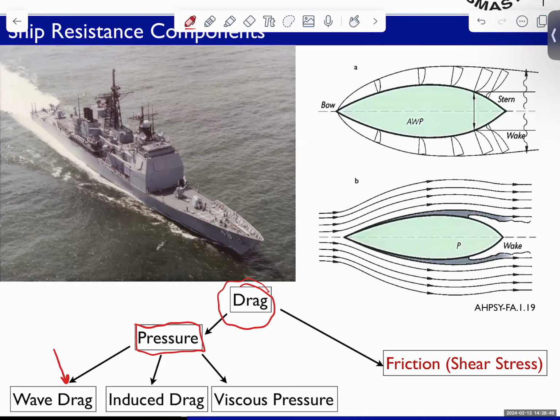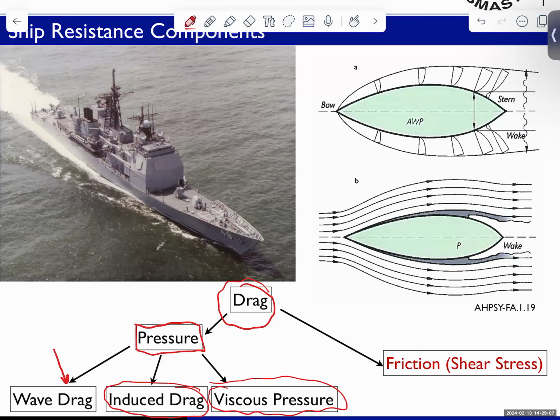In a coming unit, we'll talk about induced drag. This is drag due to lift, and associated with viscous effects is what's called the viscous pressure drag, but it manifests itself in terms of a pressure integral over the body. And we'll be talking about that next week.